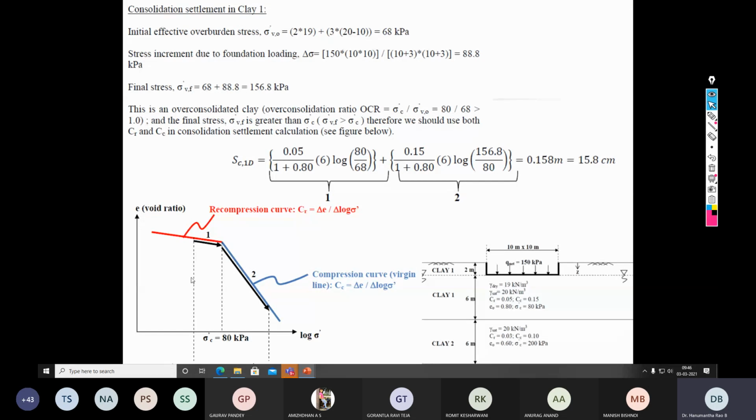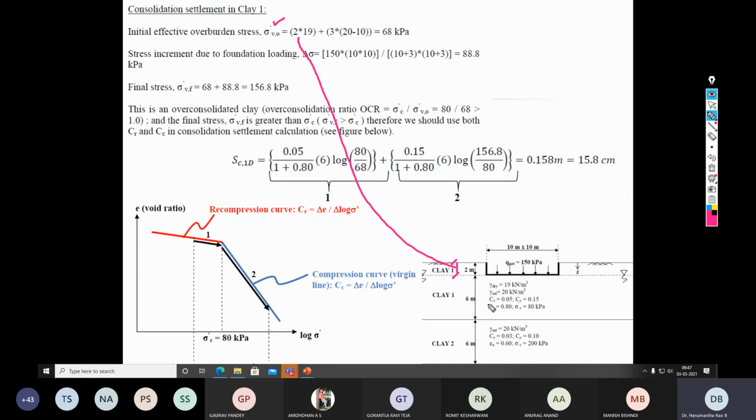So this is the curve, void ratio versus applied stress. Initial effective overburden stress, sigma V naught. First let us try to understand how to calculate sigma V naught. Here it can be calculated at the middle of each layer, which is nothing but 2 into 19, for this layer that is above the groundwater table, so we can take gamma dry.